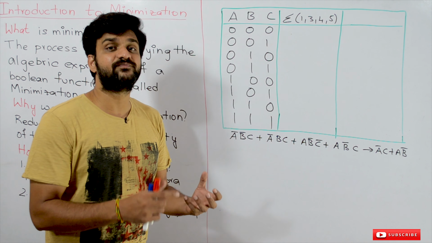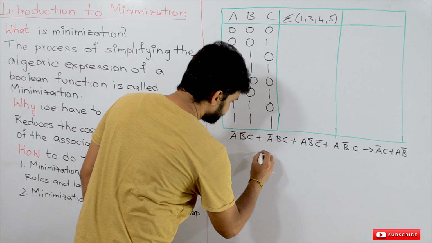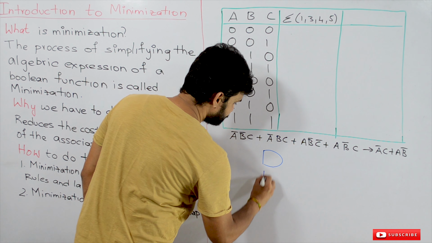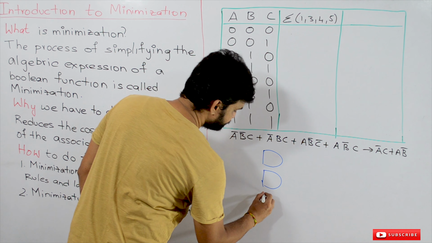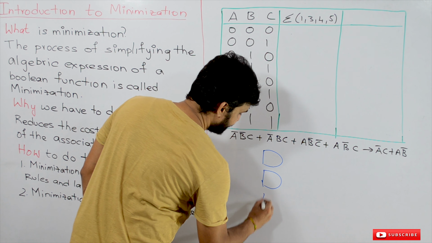See here, if you try to construct the circuit for this, how is it going to be? There are 3 input AND gates. How many AND gates do we have to take for this? 1, 2, 3, 4. 4 AND gates should be there, and the inputs are A, B, C.